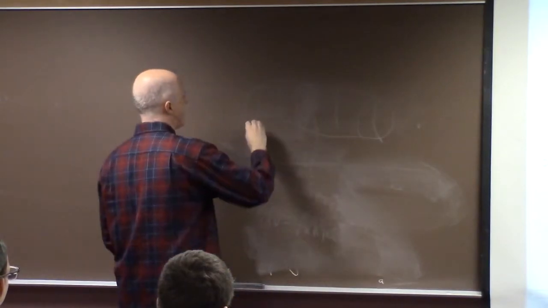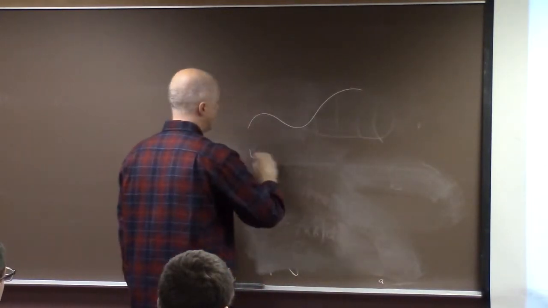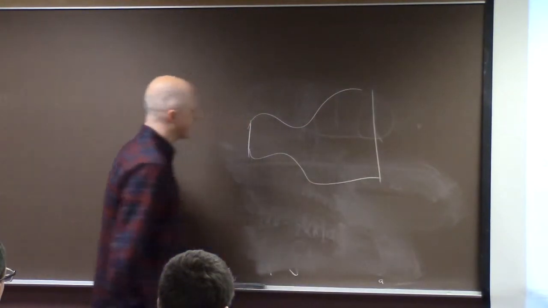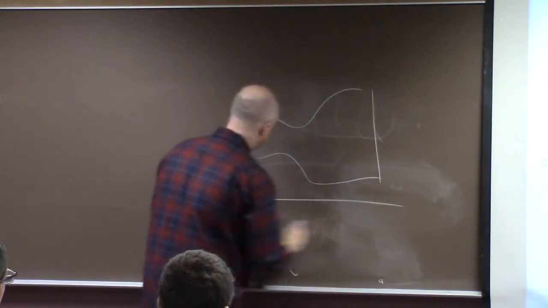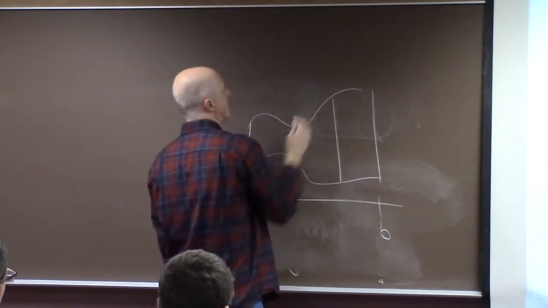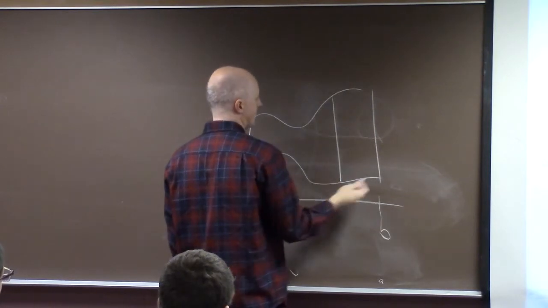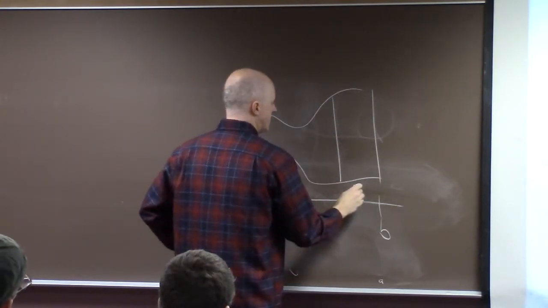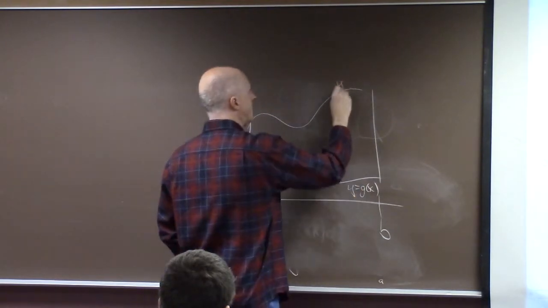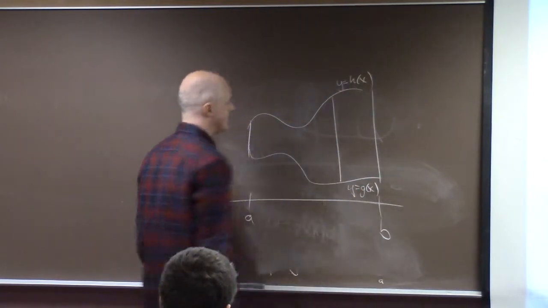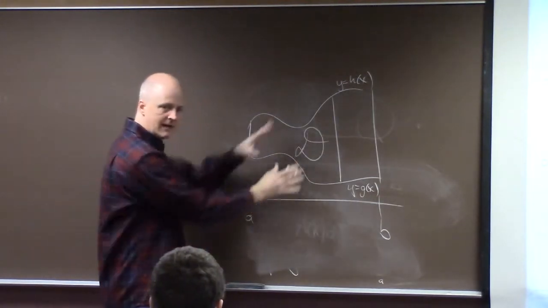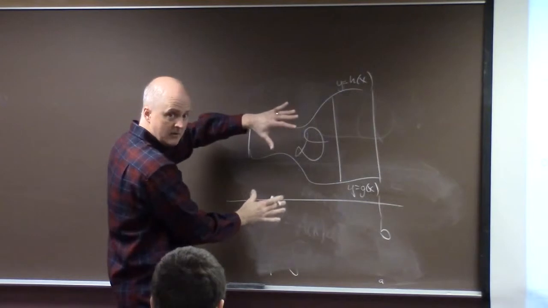For example, if you've got a region that looks like that, it's the region between the graphs of two functions of x as x goes from a to b. You've got an upper function and a lower function. You call this y equals g of x down here, and this one y equals h of x. This is your domain of integration, right? We're still talking about doing a double integral here.